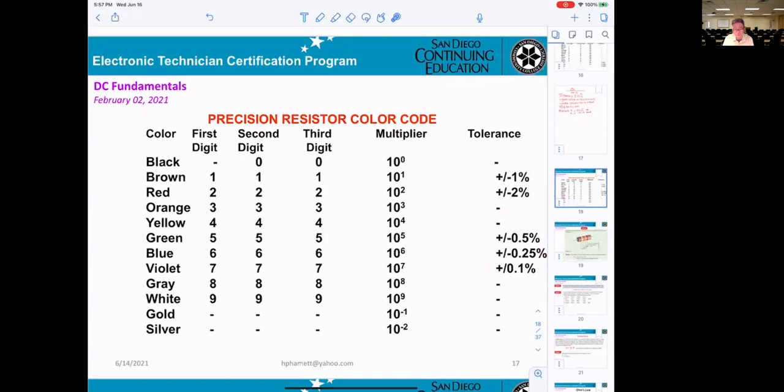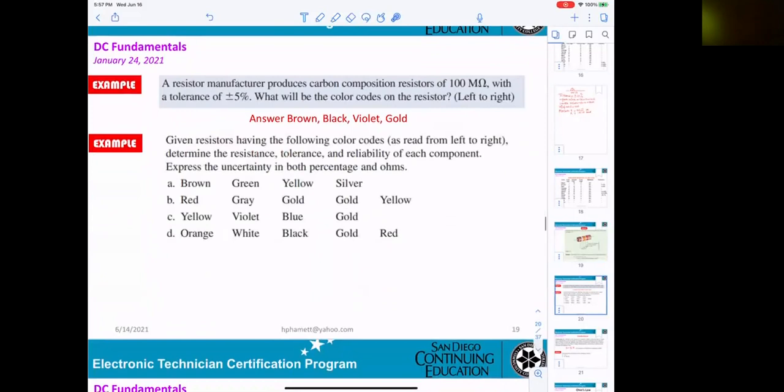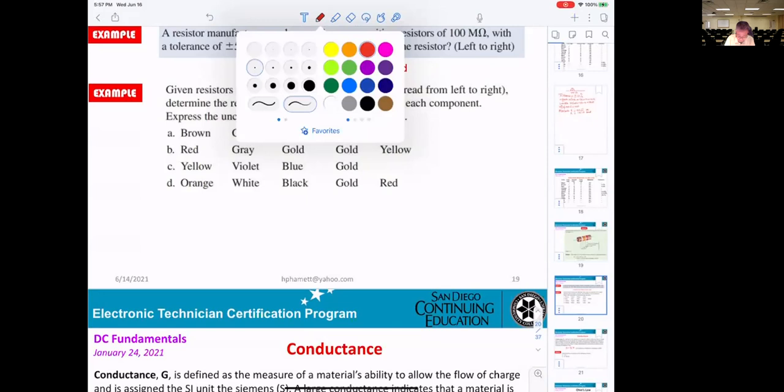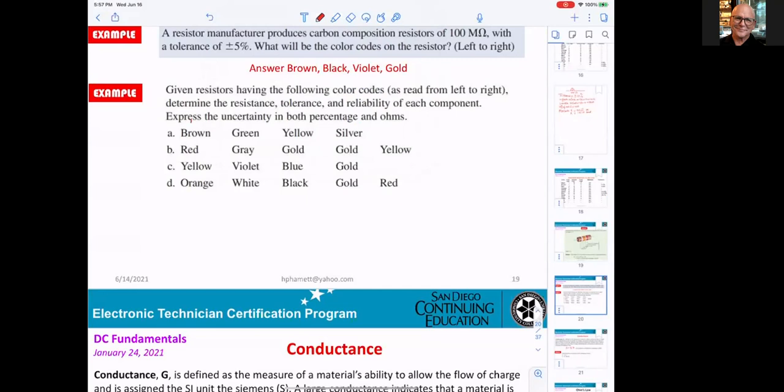Okay, gotcha. Now, if I give you the resistor for this one here, number A, calculate and tell me the value. The first digit will be brown. Okay, that's the first digit, one. That will be the first digit. That is your second digit. That will be the multiplier.